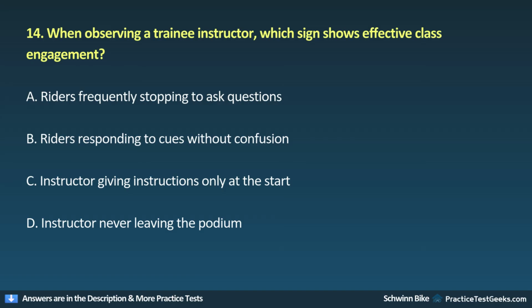14. When observing a trainee instructor, which sign shows effective class engagement? A. Riders frequently stopping to ask questions, B. Riders responding to cues without confusion, C. Instructor giving instructions only at the start, D. Instructor never leaving the podium.